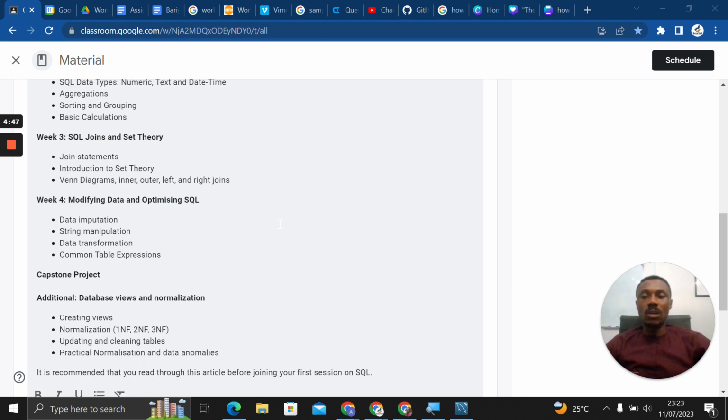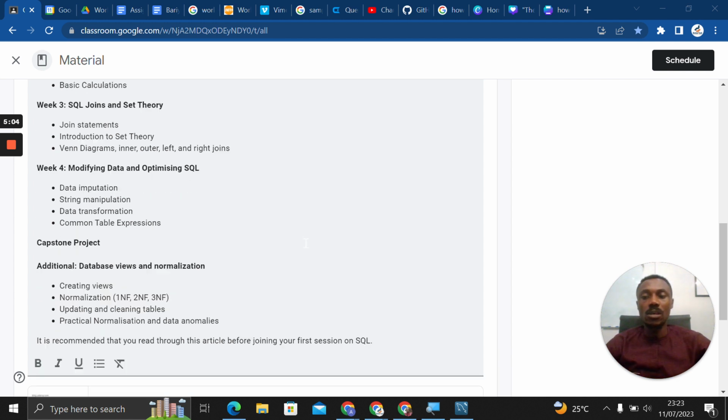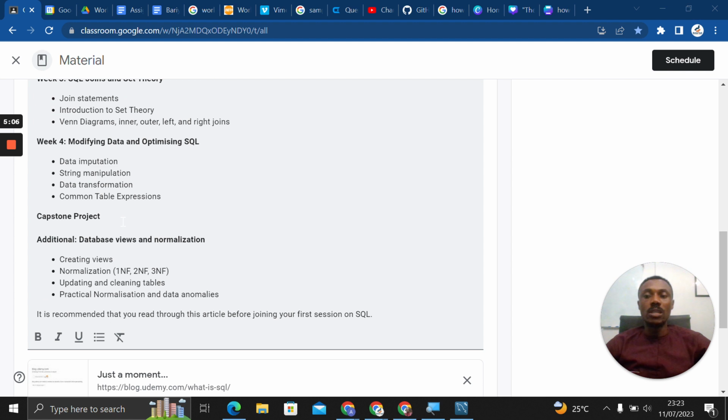In the fourth week, we shall look at modifying data and optimizing SQL queries. We look at data importation, string manipulation, and data transformation. Then we discuss one very important concept known as CTE, Common Table Expressions. And then we jump onto our capstone project.